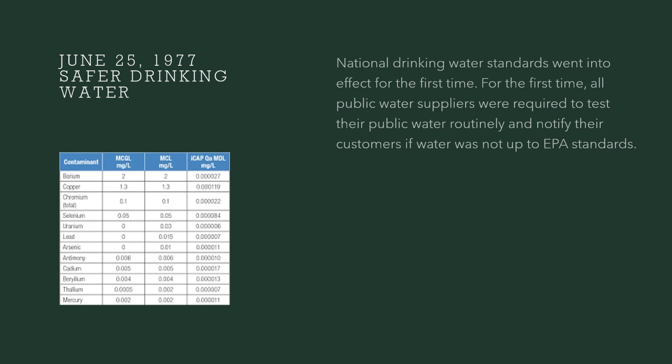In 1977, the National Drinking Water Standards went into effect for the first time. This was published under the Safe Drinking Water Act, as mentioned in prior slides. For the first time, all public water suppliers were required to test their public water routinely and notify their customers if water was not up to EPA standards.